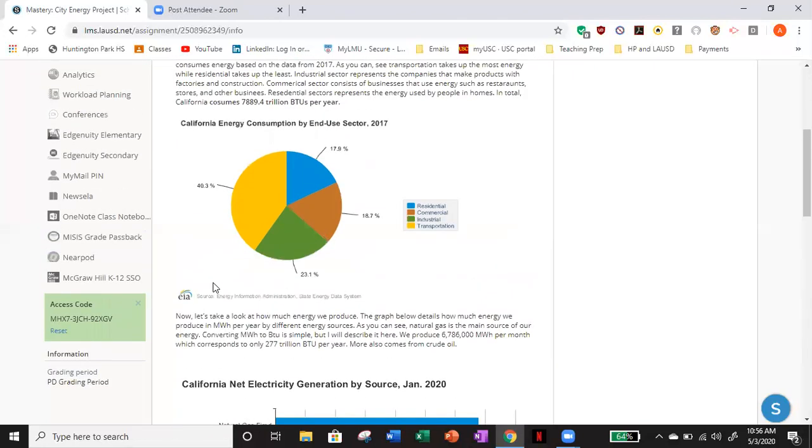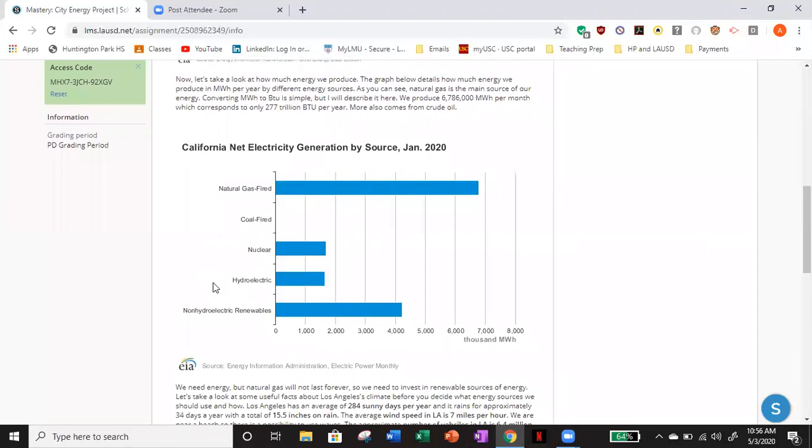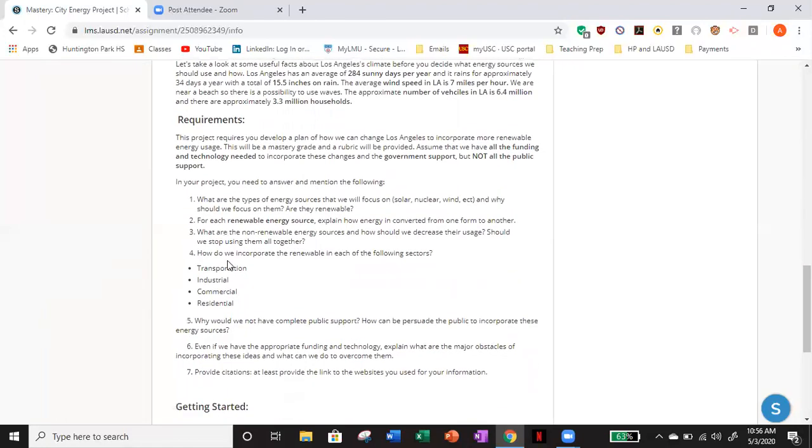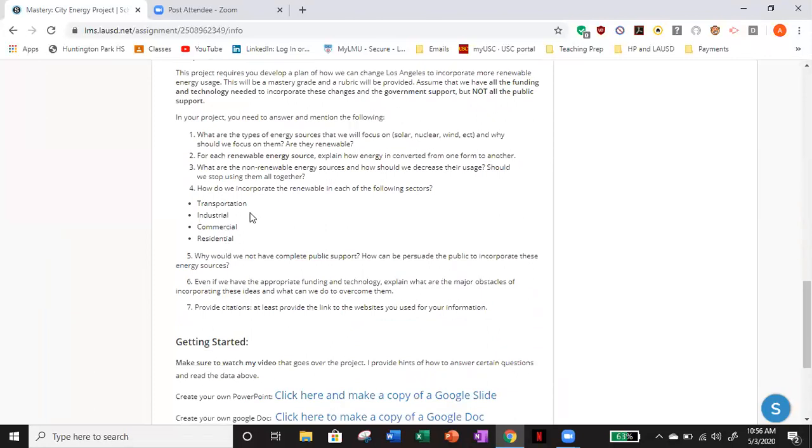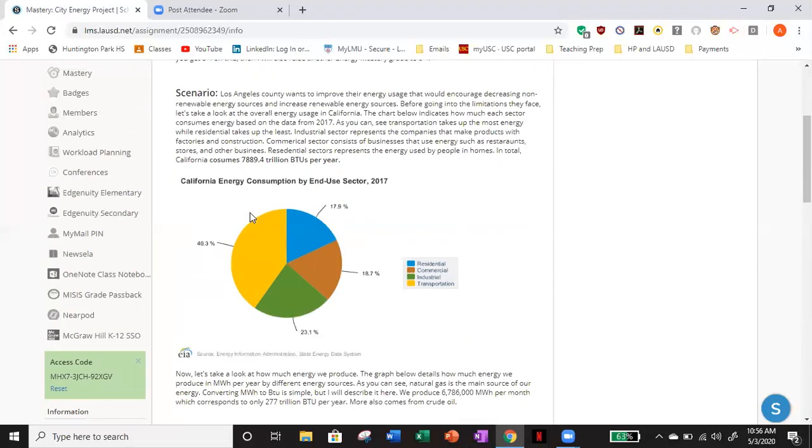Industrial. So how can the factories use renewable energy? Can the factories use solar power to fill their electricity? Can they use wind energy? Explain that. Commercial, just basically the same thing, but for businesses. And then residential, how can homes use renewable energy?